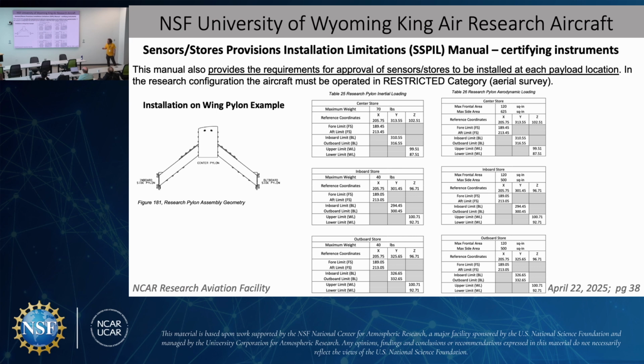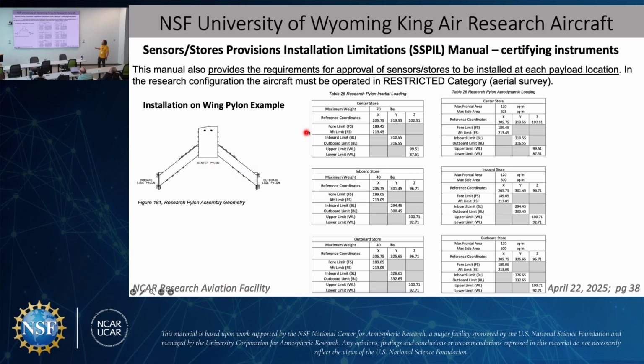The second document that came out as part of this STC is called our Sensor Stores Provisions Installation Limitations Manual, the SPIL for short. This defines for each location what our limitations are for that given location and the process by which we must go through to certify a payload at that location. So this is an example of our wing pylons. We have 3 different locations: an inboard location, an outboard location, and a center pylon location.